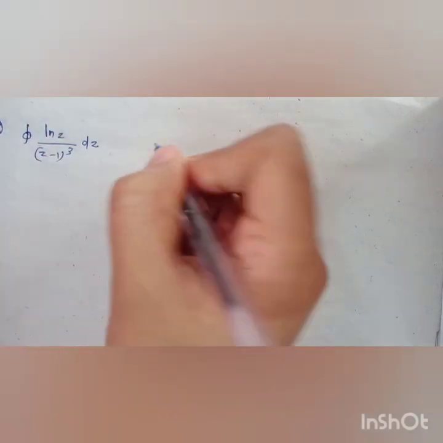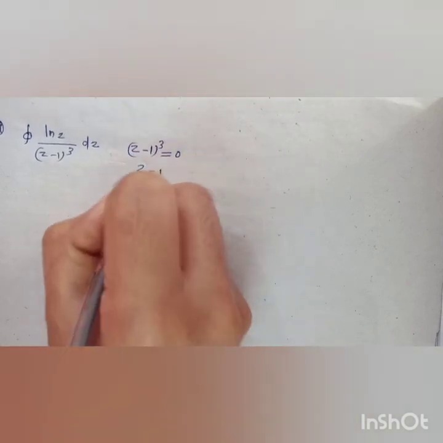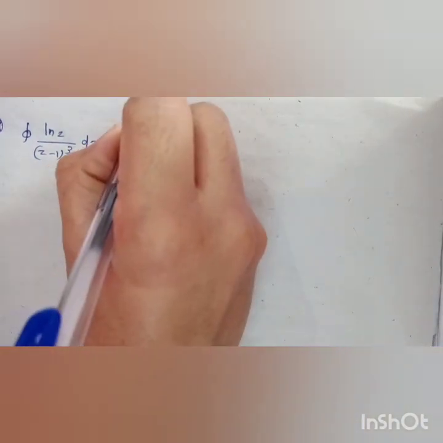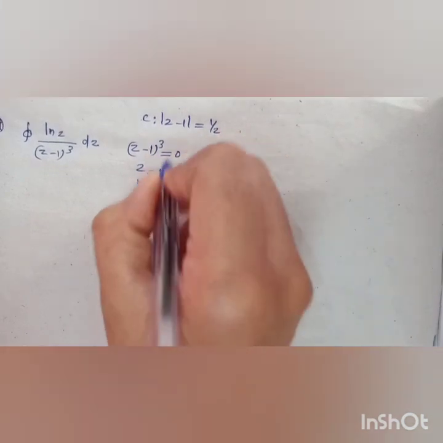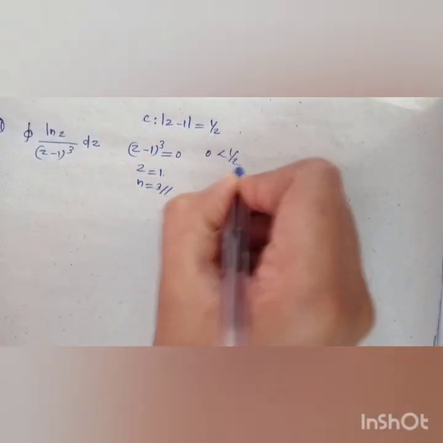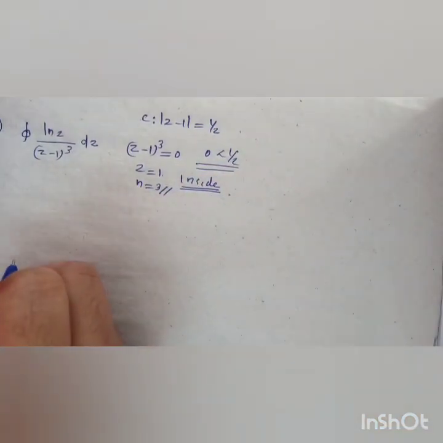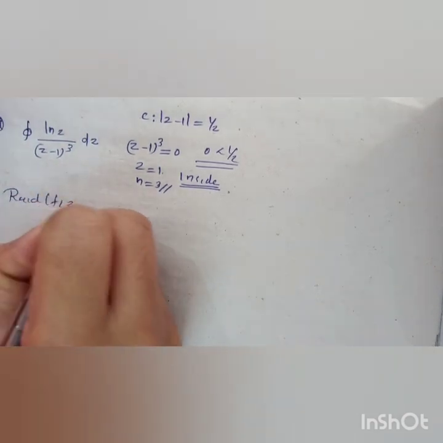This is another question. You have to find the contour integration of the function log z divided by (z minus 1) whole cube dz. We know that (z minus 1) whole cube equal to 0 gives z equal to 1, n equal to 3. So you have to find the residue. Here the contour is such that mod z minus 1 is equal to half. If you put z equal to 1, we get 0, which is less than half. So z equal to 1 is an inside point, and you have to find the residue of the function at z equal to 1.